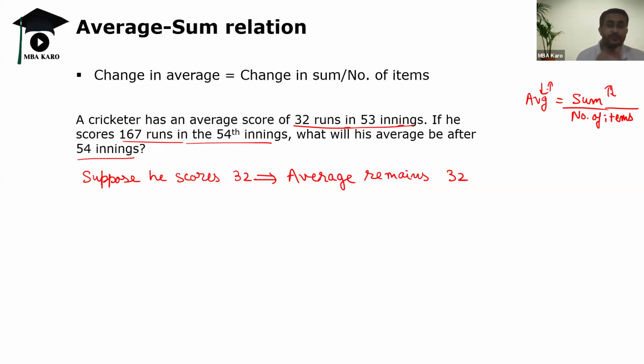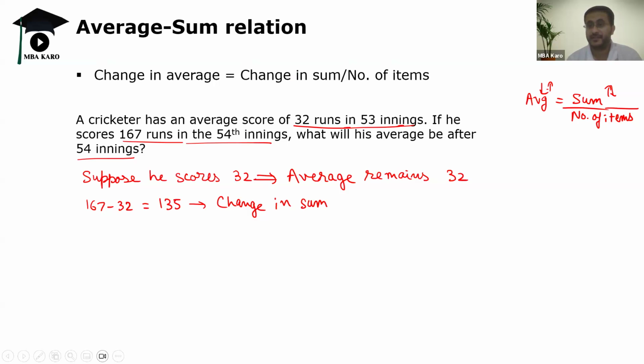Now, but he is not scoring 32. How much is he scoring? Extra he is scoring is 167 minus 32. That is 135. Now, what are we dealing here? What is the sum here? What are we totaling? We are totaling the runs. So change in runs. This is basically the change in runs. Change in sum what we are describing over here. So change in total runs, that is 135.